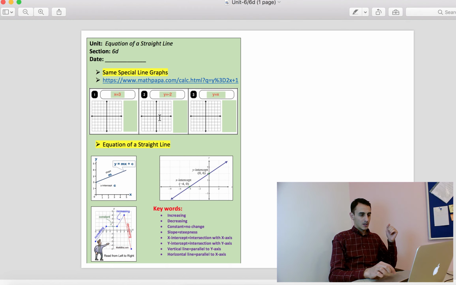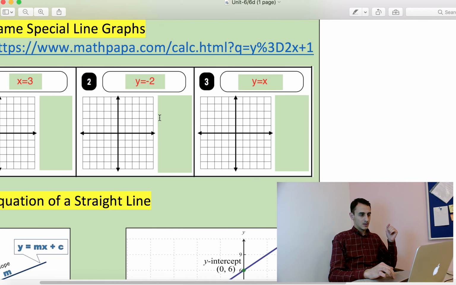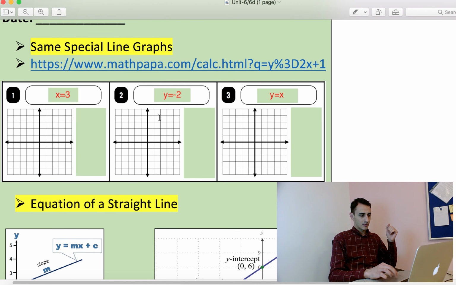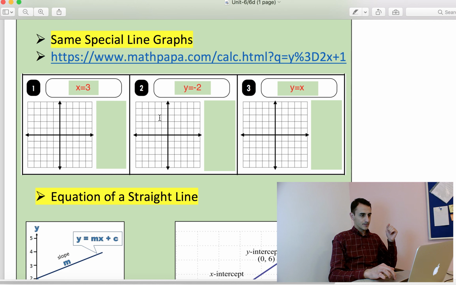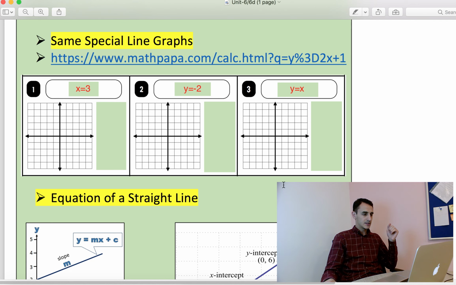So here you can see them. So let's start from the first one. So here x is equal to 3. It is written x is equal to 3, which is not a common equation that you have seen before.